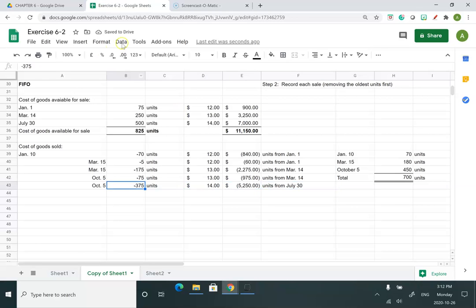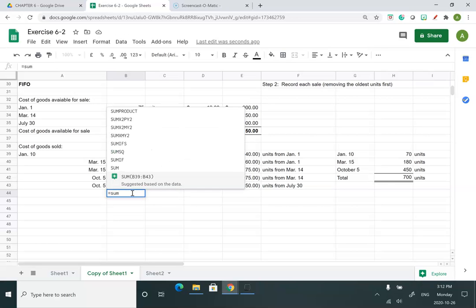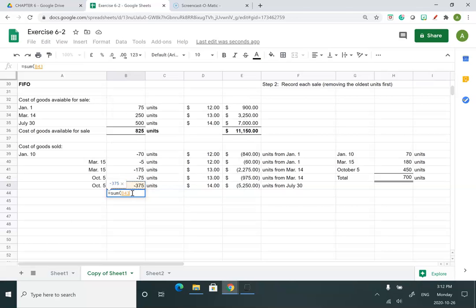Now, a quick way to check this over is to just add all these up. I'm very old school with my spreadsheet abilities. So when I add, I go equals sum bracket, and then I highlight everything that I want to add if it's all in order. Then I put an end bracket. So that's 700 units that I've removed from inventory because I sold them. Those need to match up. So that's good. That tells me that I can count.